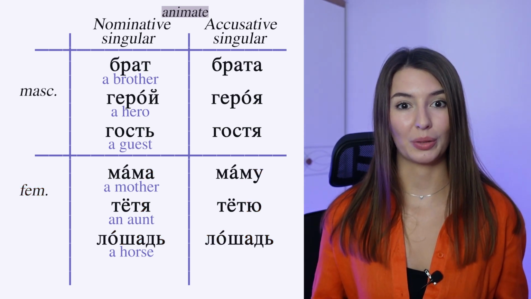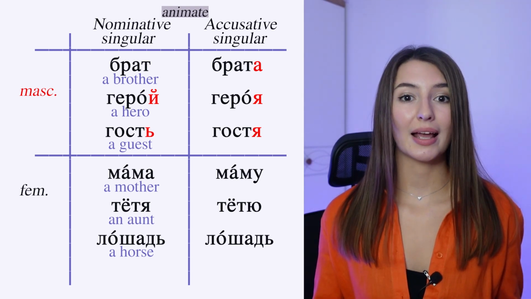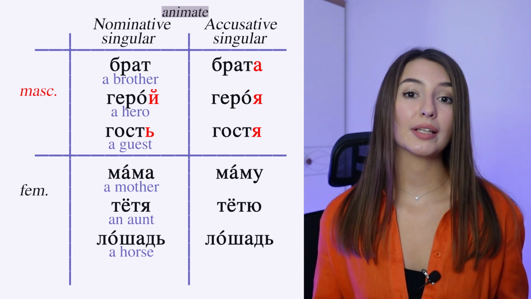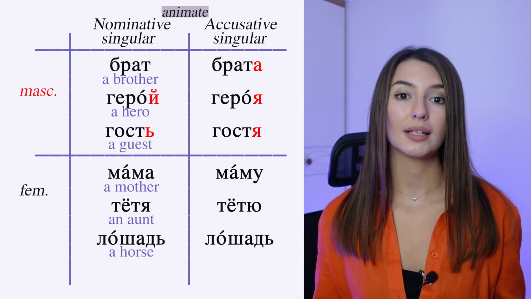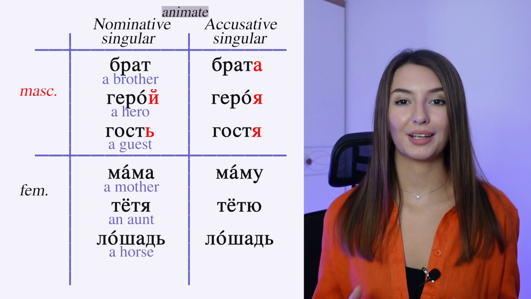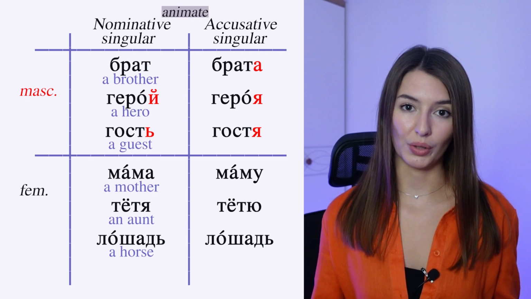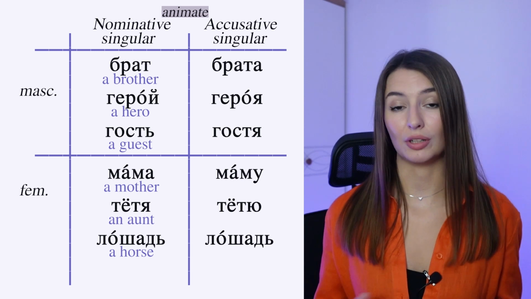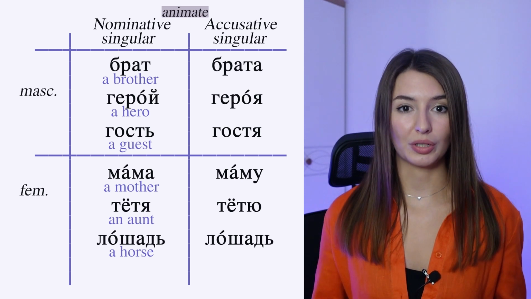Let's see what's going on with the masculine animate nouns. If it ends with a consonant, add а. Брат, брата. If it ends with the й, change the ending to я. Герой, героя. If it ends with a soft sign, change the ending to я. Гость, гостя. Almost every neuter word denotes a non-living object. So, according to the previous table, we don't need to change such words in the accusative case. Let's do some practice.